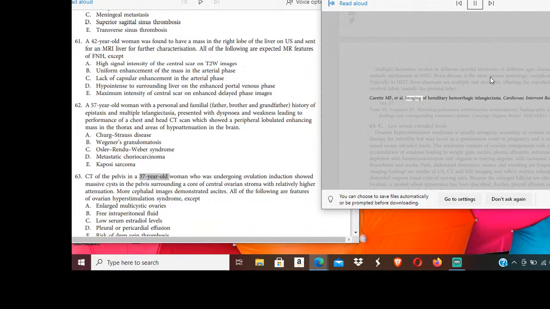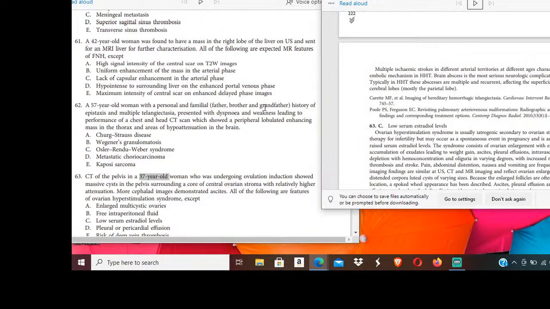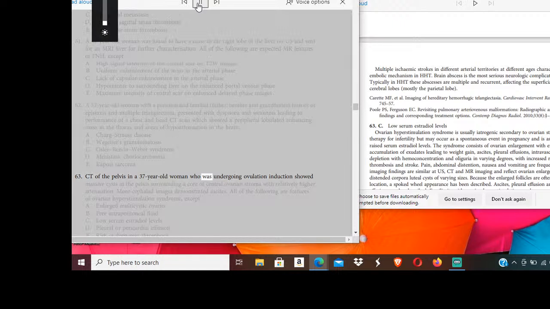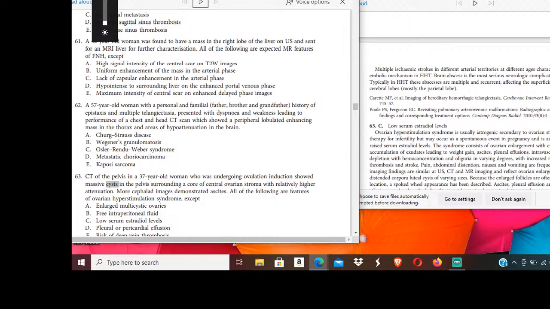Curless MF, et al. Imaging of hereditary hemorrhagic telangiectasia. Cardiovasc Intervent Radiol. 2009; 32:745-57. Pool PS, Ferguson EC. Revisiting pulmonary arteriovenous malformations: radiographic and CT imaging findings and corresponding treatment options. Curr Probl Diagn Radiol. 2010; 33:81. 63. A 37-year-old woman who was undergoing ovulation induction showed massive cysts.